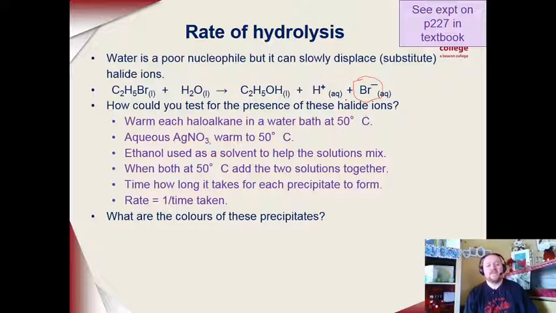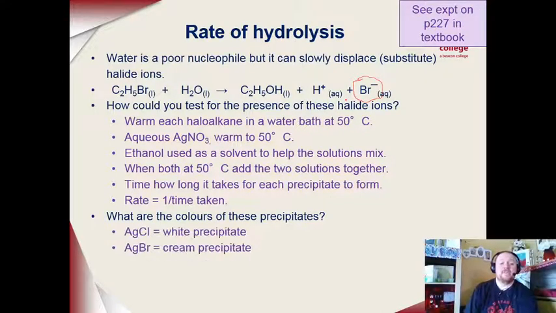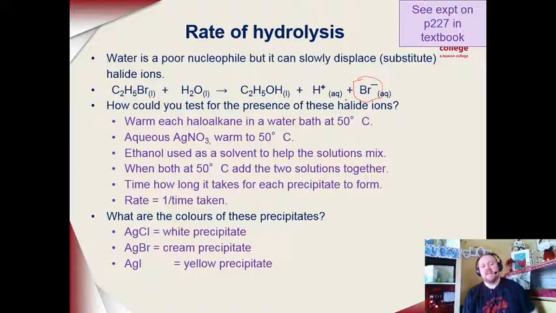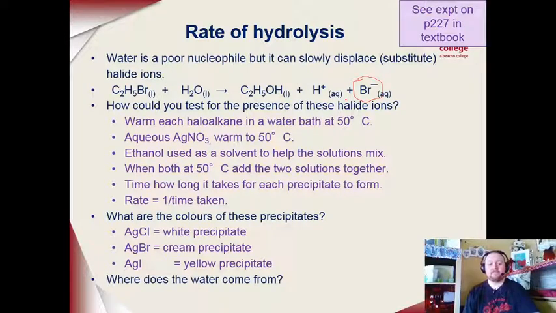What I'm hoping you're saying is that it's cream. If I have chloride, it should be a white precipitate. If I have bromide, it should be a cream precipitate. And if I have iodide, it would be a yellow precipitate. And I've just caught myself saying something silly, because it's not chlorine, bromine, iodine. It's chloride, bromide, and iodide.